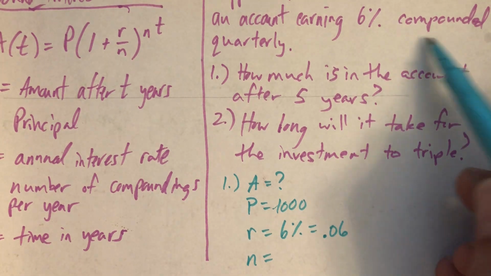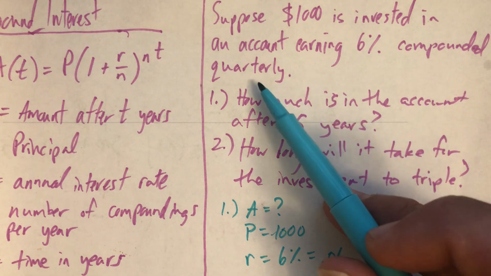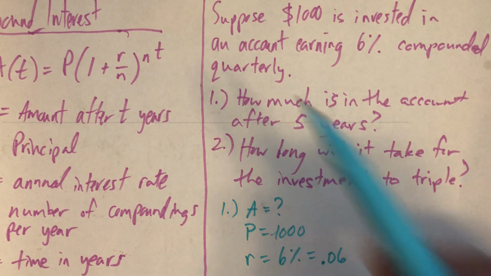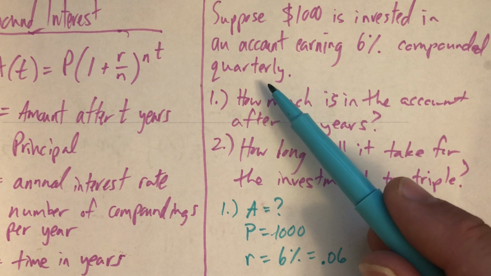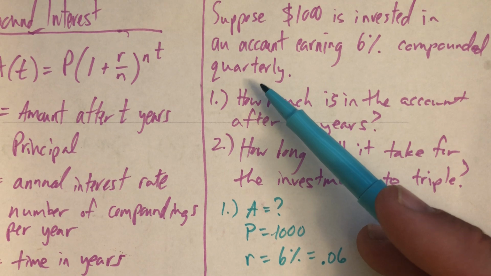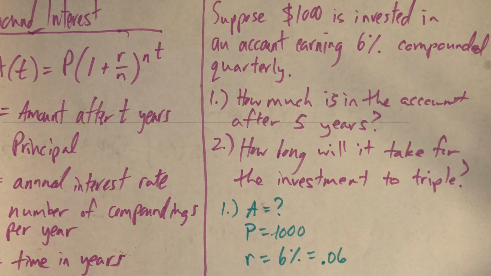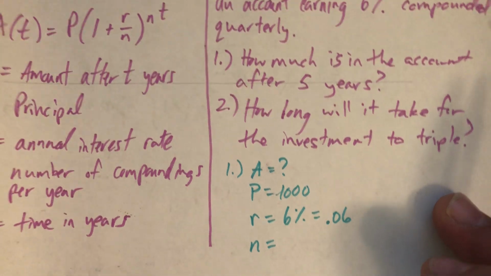Okay, we got R. N is the number of compoundings per year. So our investment here is compounded quarterly. So quarterly means 4 times a year. You're going to see maybe monthly. There's 12 months in a year. Quarterly, of course, there's 4 quarters in a year. Bi-monthly is something else. Biannually. But anyway, quarterly is going to be 4 times a year. So N is 4.